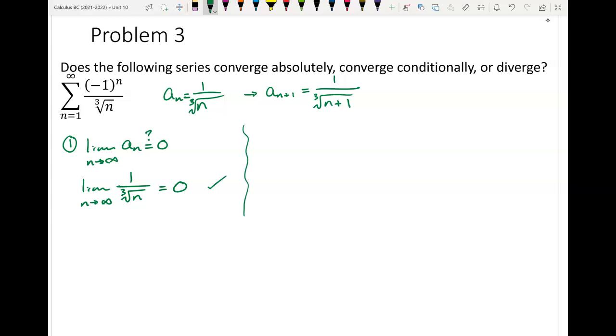Let's look at our second condition, and that is that a sub n plus 1 has to be less than or equal to a sub n. Well, is that true?